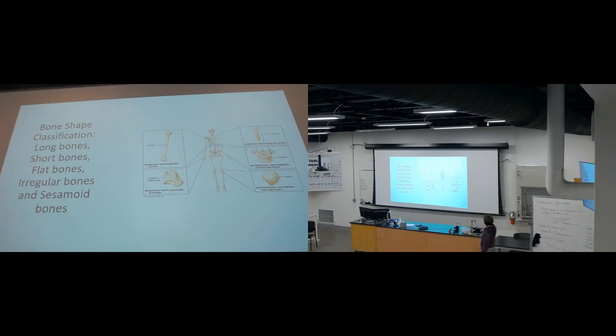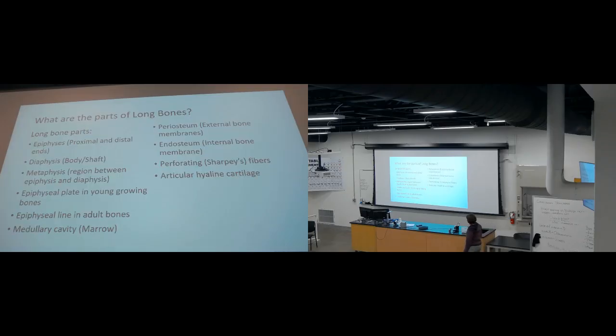And then here we have a vertebra. This is in the spinal column. So this is an irregular bone. And then the kneecap bone is called the patella. This is a sesamoid. So long, short, flat, irregular, and sesamoid. That's the classification by shape.